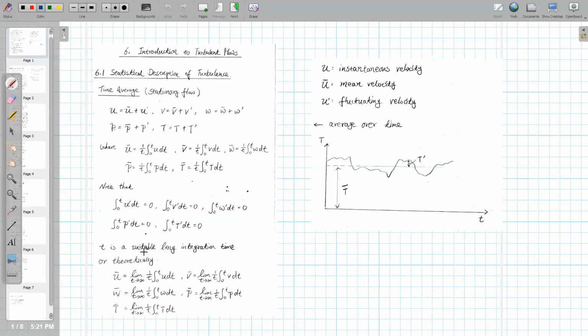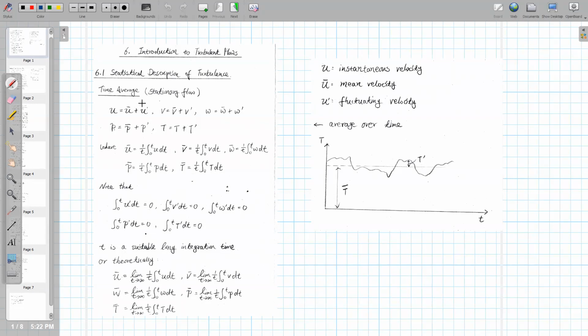And this time needs to be very large if you want to get an accurate result of U mean. Theoretically, it should go to infinity when you do the averaging. So you can get the average values U bar, V bar, W bar, and T bar. This is one way you can describe turbulence: you represent the instantaneous quantity in two parts. One is the mean part, and the other is the fluctuating part.